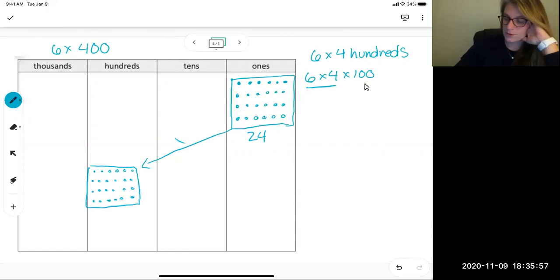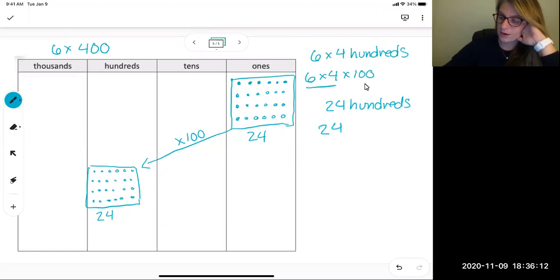So 4 groups of 6 is 24. We're multiplying 24 times 100, and that gives us 24 hundreds. So we can write 24 hundreds as 24 and 2 zeros, which gives us 2,400. So 6 times 4 hundreds is equal to 2,400.